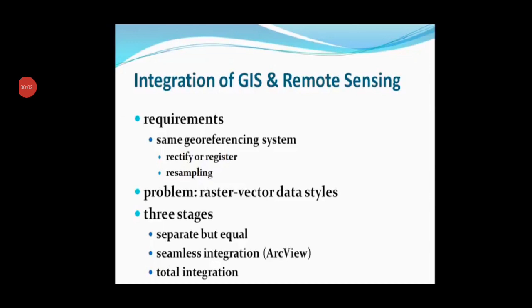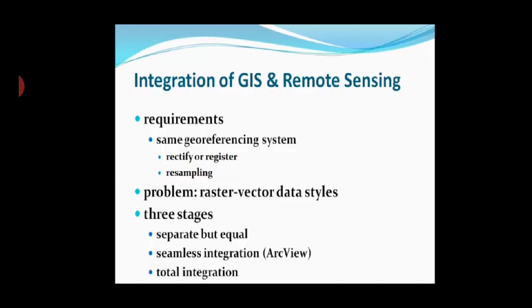For integration of GIS and remote sensing, for any GIS survey which we are doing, there are certain requirements. First, the same georeference systems, either rectify or register, or resampling. Rectify or register is where those spatial data are rectified or registered, and resampling depends on what type of survey we are doing. Then the problem, either it may be raster or vector data styles. Raster data style is where the data are present in terms of grids, and vector data style is present in terms of XY coordinates of that particular point.